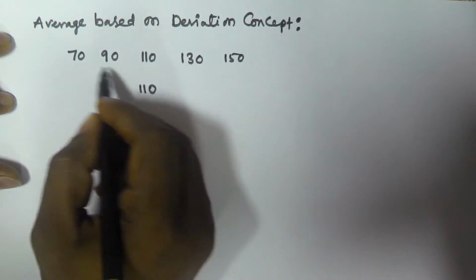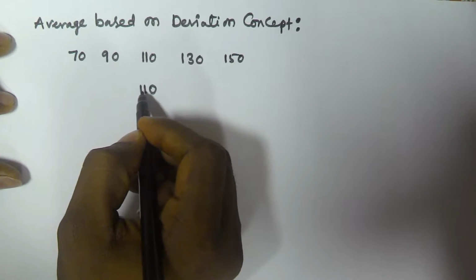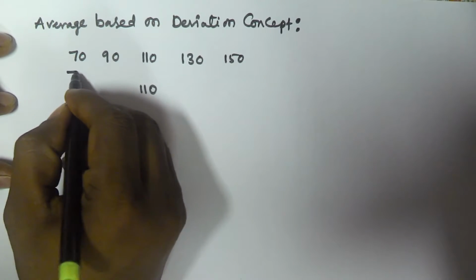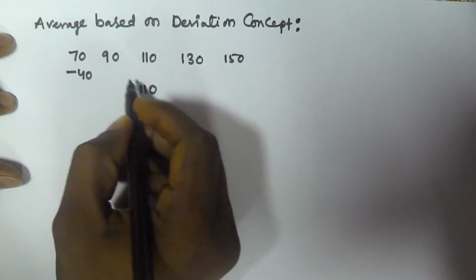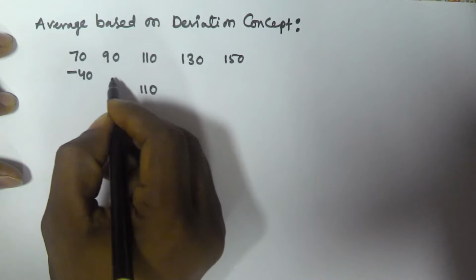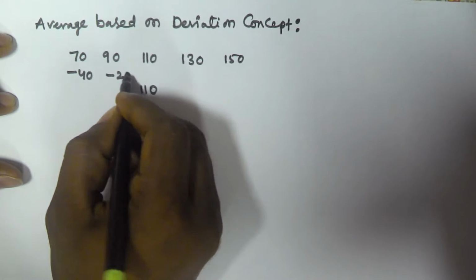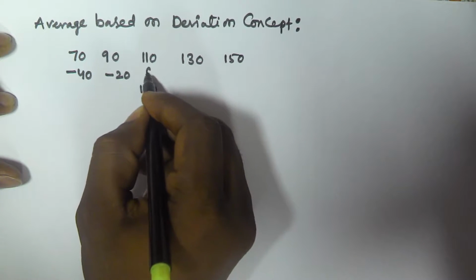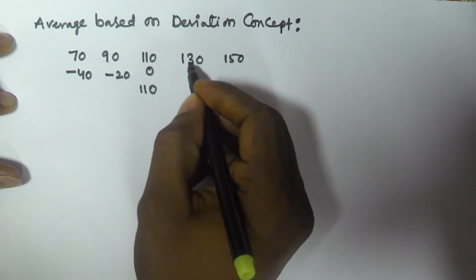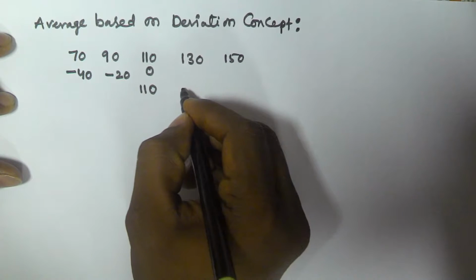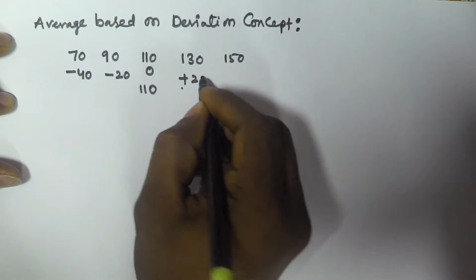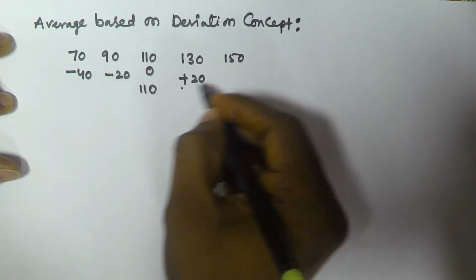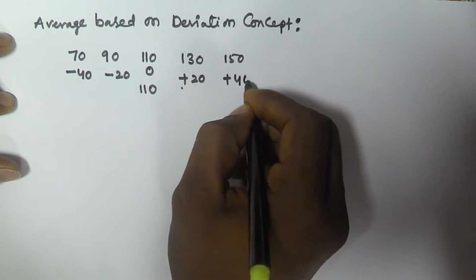70 minus 110, so what is the deviation? It is going to be minus 40 deviation. 90 minus 110 is minus 20 deviation. 110, there is no deviation. 130 minus 110, so what is the deviation? Plus 20 deviation is there. 150 minus 110, so plus 40 deviation is there.